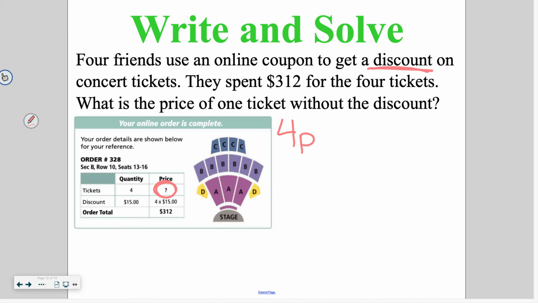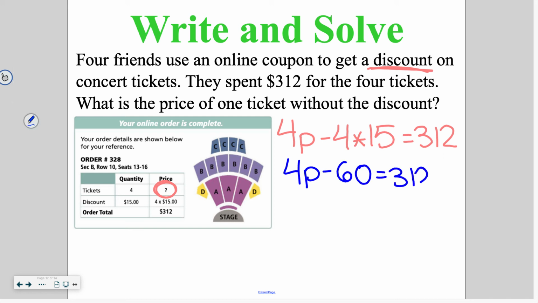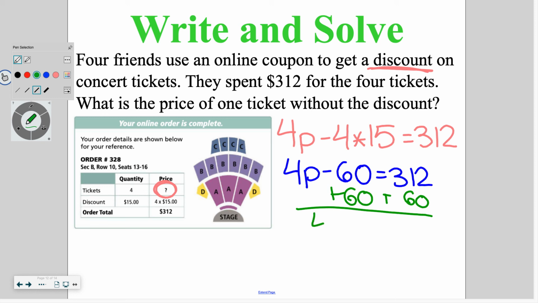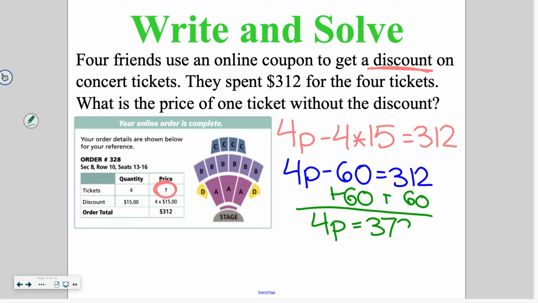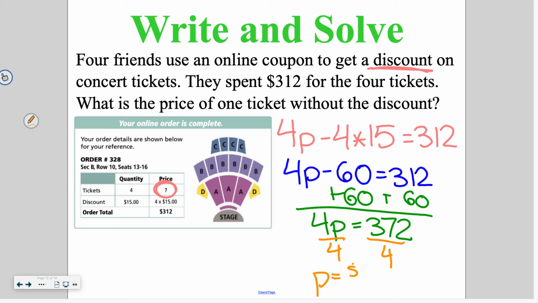Because it is a discount, that should indicate to you that we are subtracting. So we're taking off the discount of $15 for each ticket, and our final price is going to be $312. We're going to go ahead and combine like terms here and see that 4 times 15 is going to give us 60. So the problem we're solving is 4p minus 60 is equal to 312. Using SAD MEEP, I'm going to add 60 to both sides, giving me 4p is equal to 372. We're going to finish out this problem by dividing by 4 on both sides and finding out that the original price of the tickets was $93 per ticket.